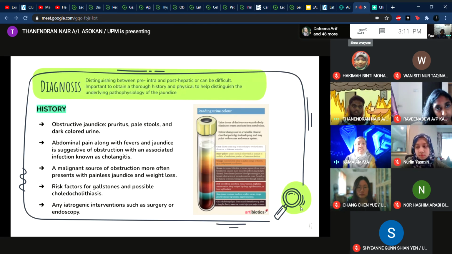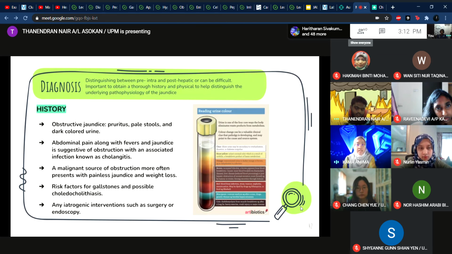Okay, so distinguishing between pre, intra, and also post-hepatic jaundice can be difficult. So it is extremely important to obtain a thorough history and physical to help distinguish the underlying pathophysiology of the jaundice. So I'll be focusing more on the points to be elicited in the post-hepatic jaundice case, since I believe a lot of points were already covered by Chang previously.